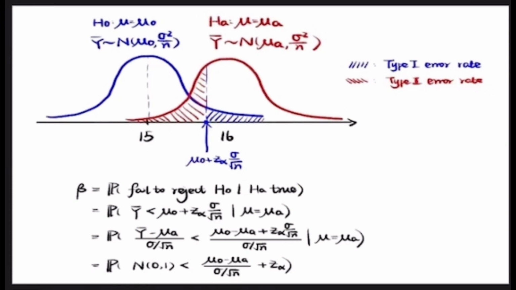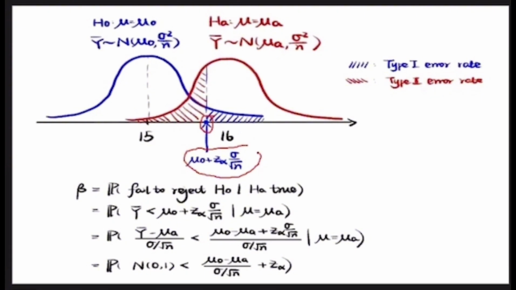If you pay attention to the point of intersection of the shaded regions, that is going to be mu naught plus z alpha times sigma over root n. Sigma over root n is the standard deviation of the mean.